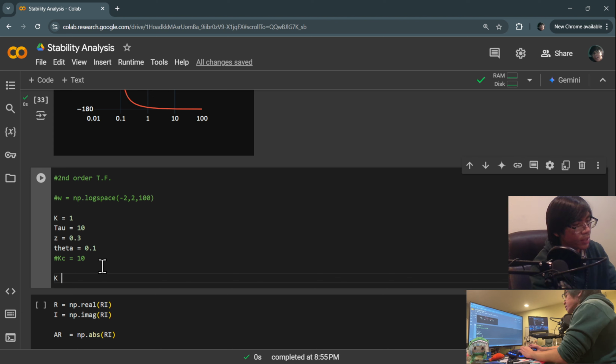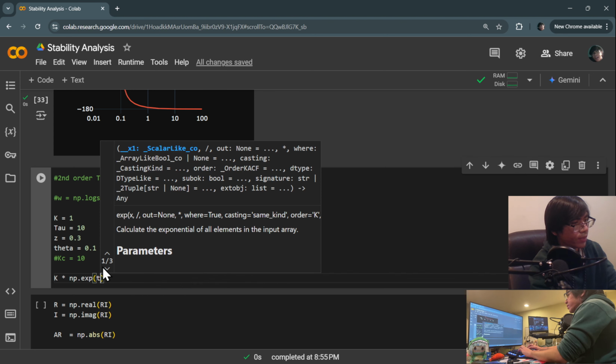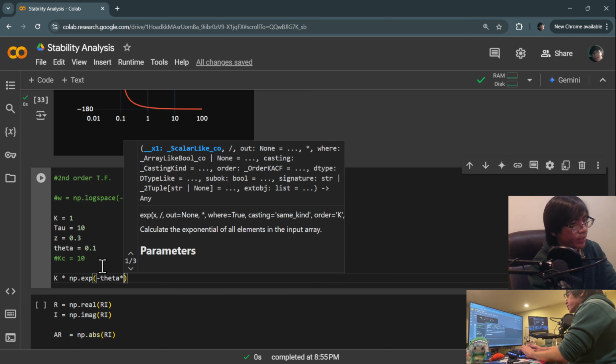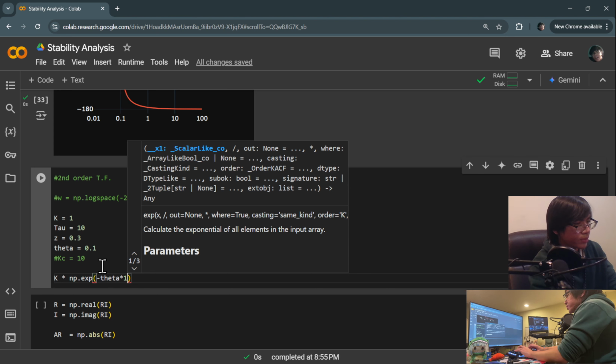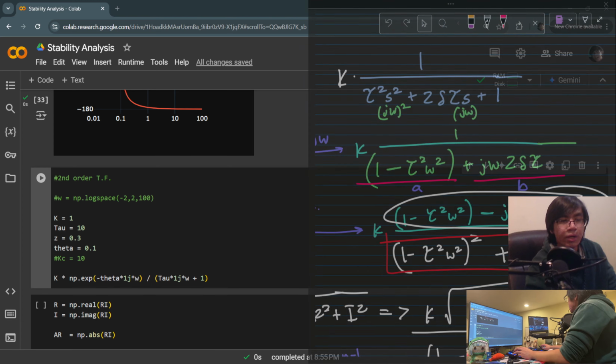So, the time delay was an exponent, right? Yep. And then we have negative theta s, which is j omega. We do the s equals j omega substitution, so that's 1j times omega, and then we divide. What did we divide by? Just tau s plus 1, right? Tau, so tau j omega plus 1. Check.